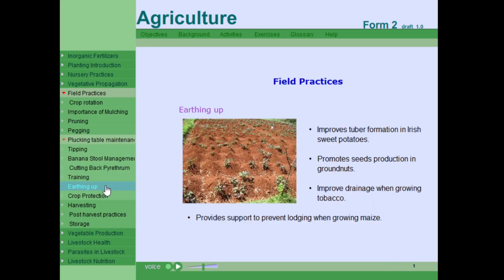Earthing up. It improves tuber formation in Irish and sweet potatoes. It promotes seed production in groundnuts. It improves drainage in tobacco, and it provides support and prevents lodging in maize.